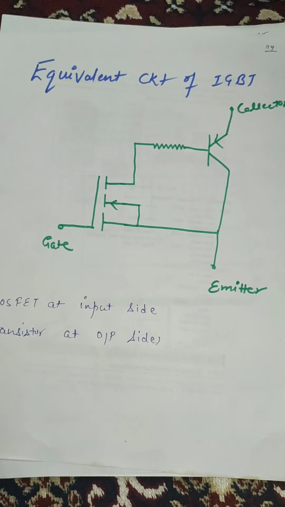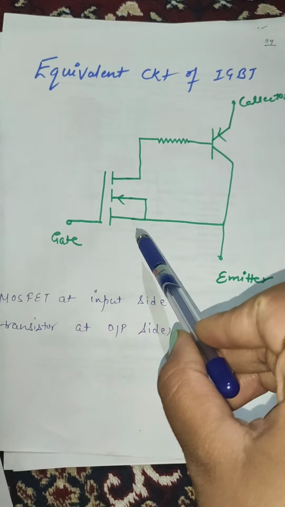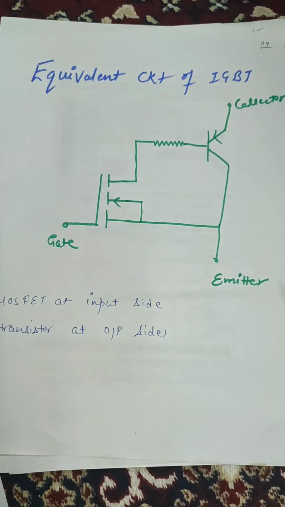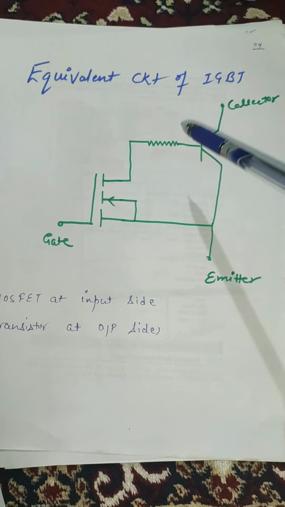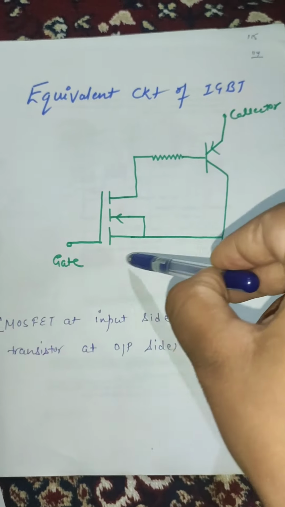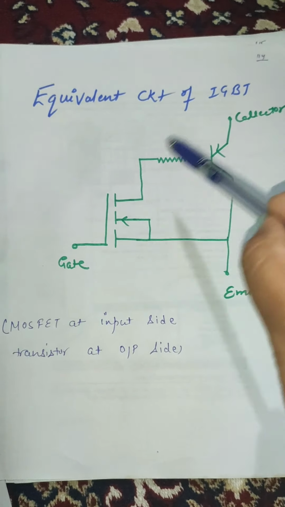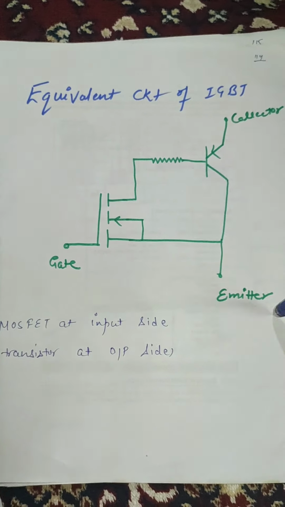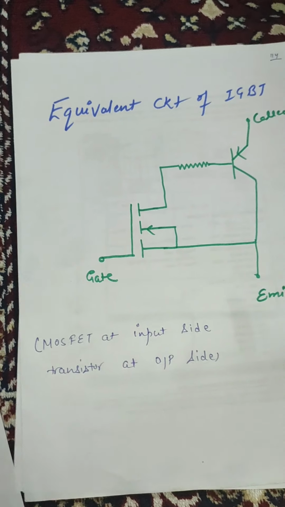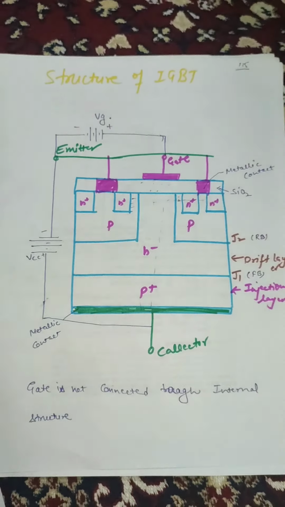This is the equivalent circuit. On the input side, it is like a MOSFET, and on the output side, it works as a BJT. So the input side, the gate side, is like a MOSFET, and the output side is like a BJT. So this is an IGBT, insulated gate bipolar transistor.